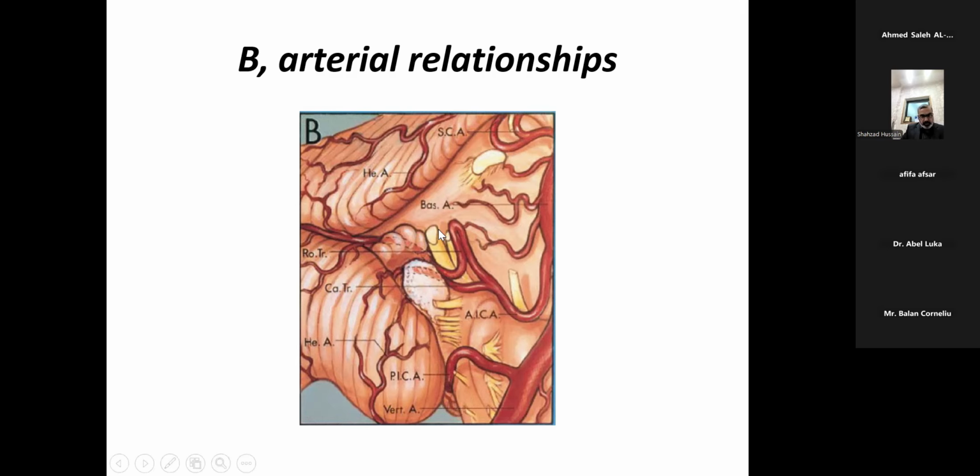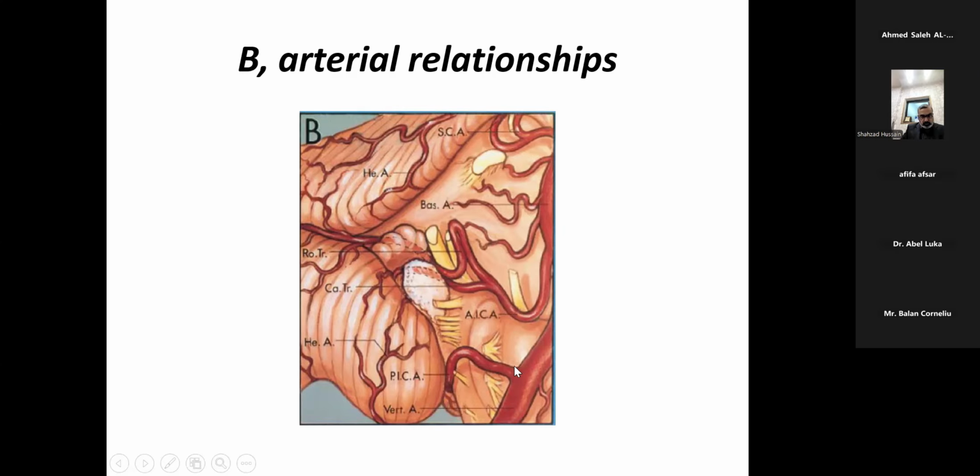We can also see the origin of the AICA from the vertebral artery, which again divides into rostral and caudal trunks. The rostral trunk takes a superior loop, then curves around the 7th-8th nerve complex, exits over the middle cerebellar peduncle, and supplies the petrosal surface of the cerebellum.